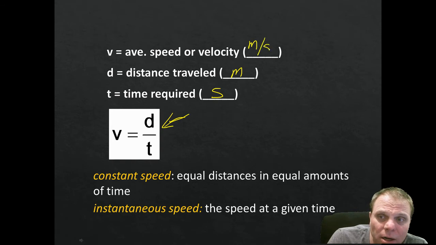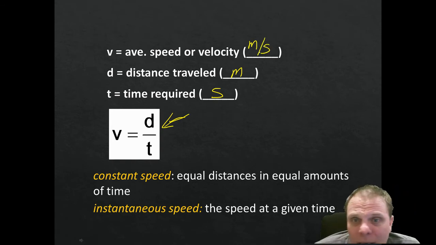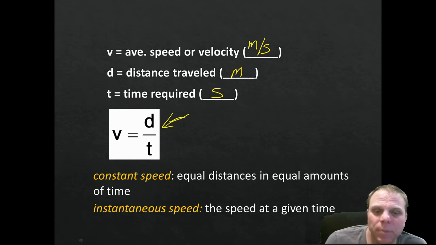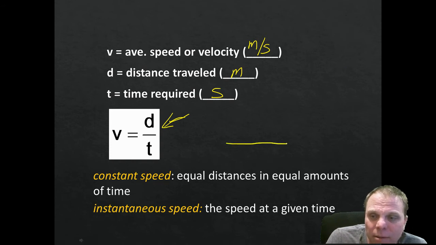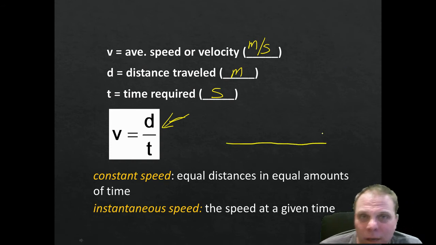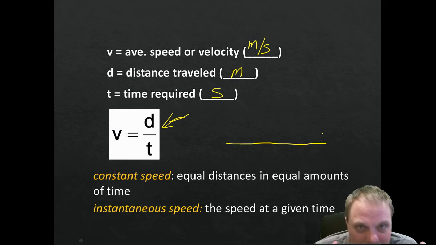And so our SI unit for speed is meters per second. Velocity would also be meters per second, but we'd include a direction. Now remember, there's a difference between constant speed and instantaneous speed. Constant speed would be something where I'm consistently traveling the same amount of speed in the same amount of time, okay? I cover an equal distance in equal amounts of time, and I'm continually doing that. That would be constant speed.